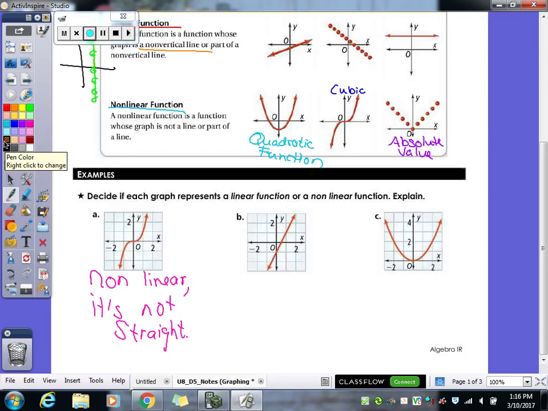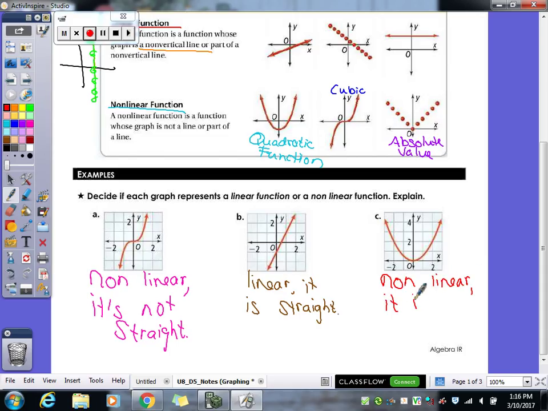How about for letter B? That one is linear. How do we know it's linear? It's straight. And then how about our third one there? Nonlinear. How do we know? It's not straight. Or we could say it is a curve instead of saying it's not straight. Either of those phrases works. So that's pretty easy. Linear, nonlinear.